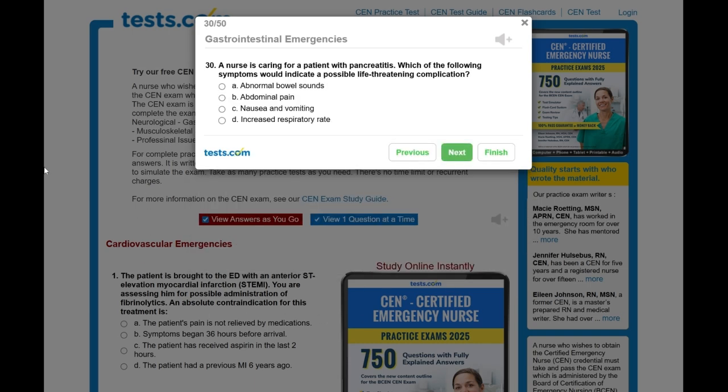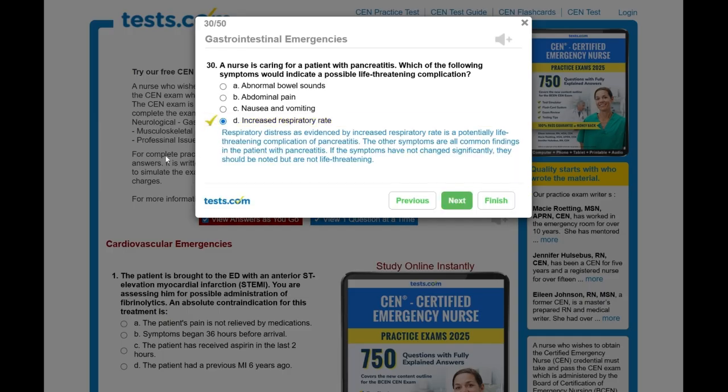Question 30. A nurse is caring for a patient with pancreatitis. Which of the following symptoms would indicate a possible life-threatening complication? A. Abnormal bowel sounds. B. Abdominal pain. C. Nausea and vomiting. D. Increased respiratory rate.